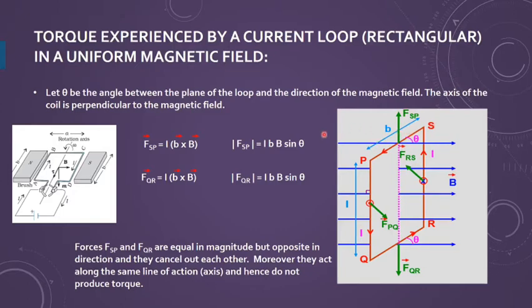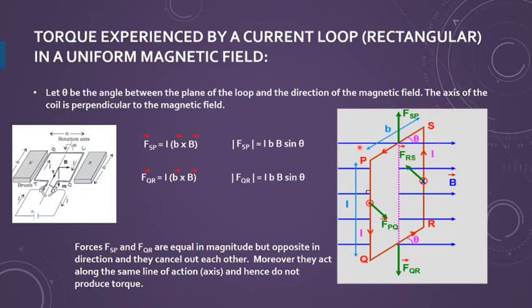Now what are we supposing? We suppose theta is the angle between the plane of the loop and the magnetic field. The magnetic field is the uniform magnetic field, and a uniform magnetic field is always shown by equidistant parallel lines. This also we have already discussed.